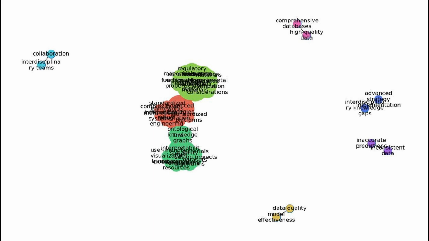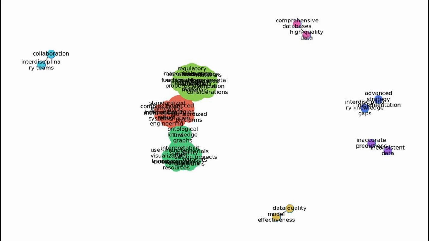3. Interdisciplinary knowledge gaps. Implementing these advanced strategies often requires expertise across multiple fields, including materials science, computer science, and engineering. Bridging these disciplines can be challenging. Creating interdisciplinary teams or training programs that foster collaboration among experts in these areas could help mitigate this challenge.